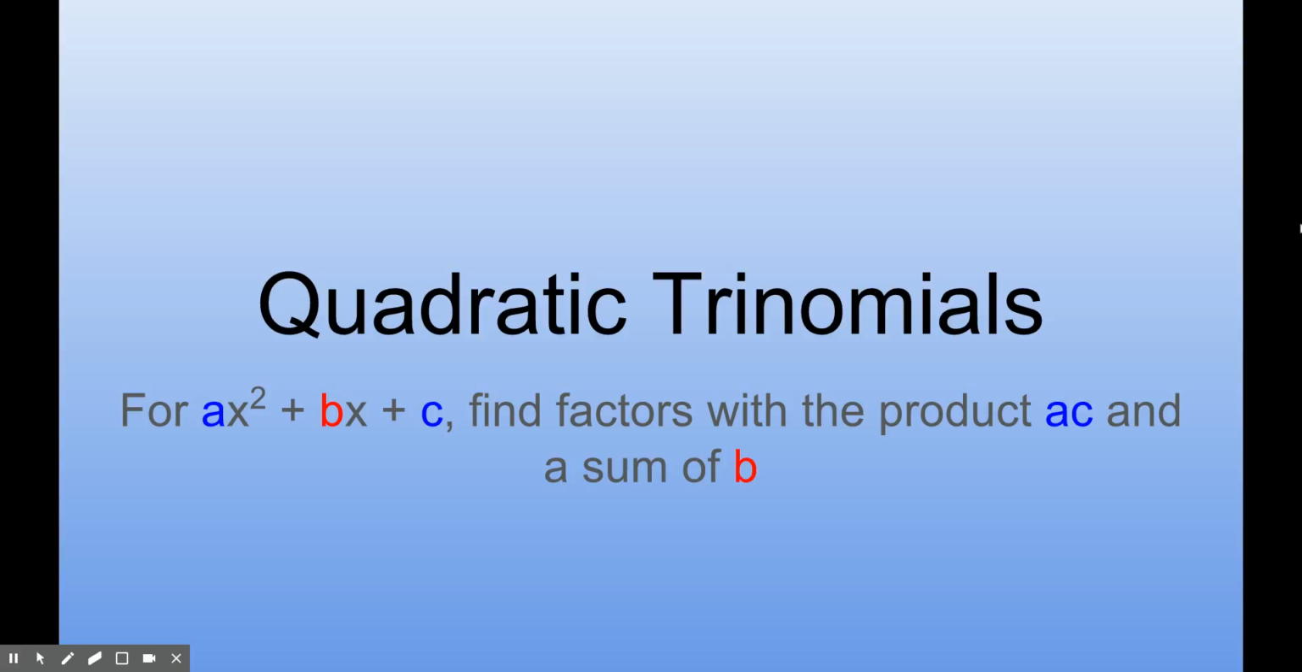Sometimes when you're solving polynomial equations, you're going to end up with a quadratic trinomial. In that case, you're going to factor it. This is just like we learned last unit.